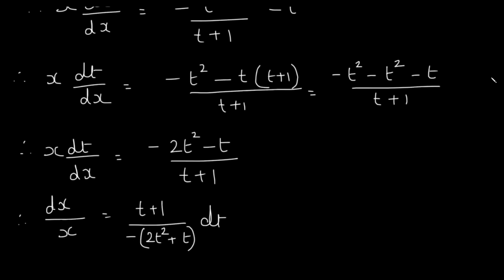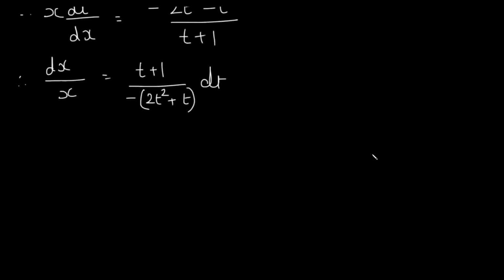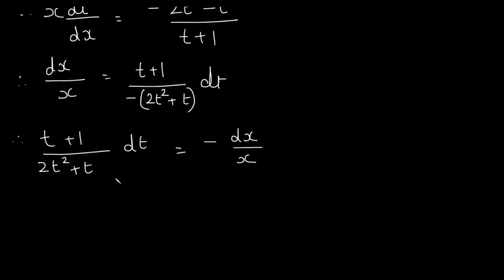So now as you can see, the variables have been separated in this case. The variables have been separated. Now we can even write it in a better manner by putting, the convention is by putting t plus 1 upon 2t square plus t dt on one side, not even the minus sign, I'll tell you what we do with the minus sign. It is equal to, let us send the minus sign on the other side. It becomes minus dx upon x. So now this is in presentable proper form. It is easy enough now to integrate at least. Okay, put the integration sign at least, it is easy enough.